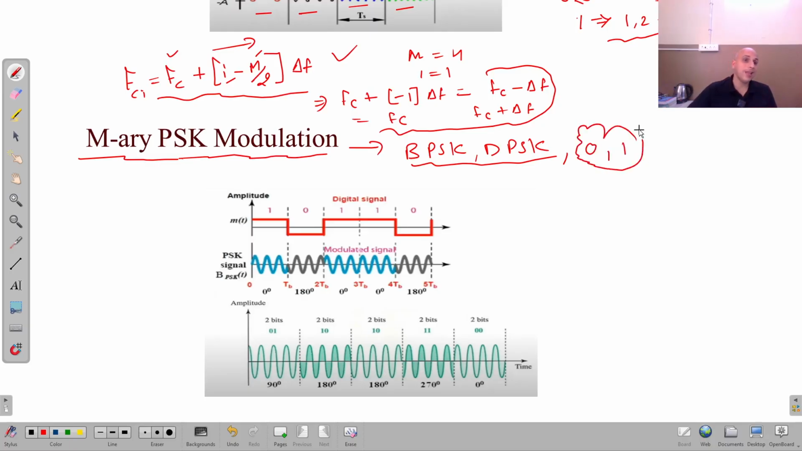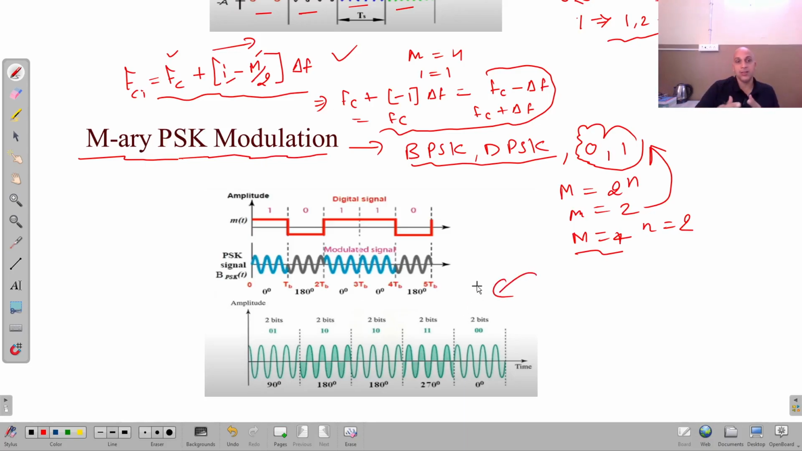But in this M-ary PSK modulation, we are going to use multiple levels depending upon the number of bits used, and the formula is M equals 2 raised to power n. If n is equal to 1, M is equal to 2. That is shown here. If n is equal to 2, M is equal to 4, right? So this is shown here. You can see here.